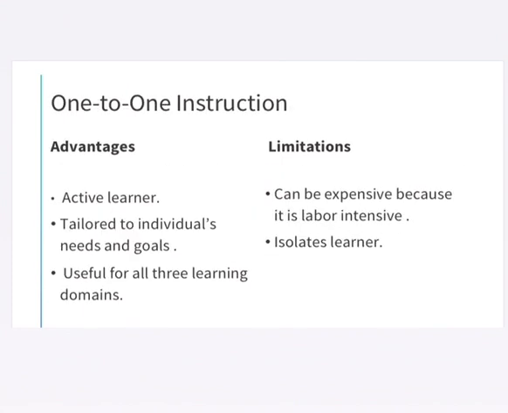One-to-one instructions has advantages and limitations. Advantages is active learner, tailored to individuals' need and goals, useful for all three learning domains. The limitation of one-to-one instruction can be expensive because it is labor-intensive or isolated of the learner.